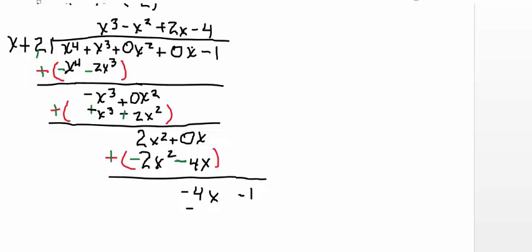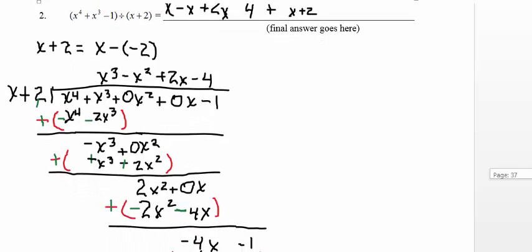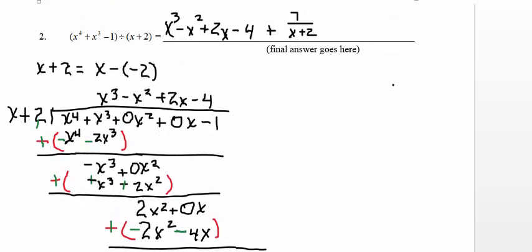Notice I need to keep following the process until my subtraction yields something that has a degree less than the degree of my divisor. And notice x divides into negative 4x negative 4 times. So my result is my quotient plus my remainder over my divisor. And let's use synthetic division.